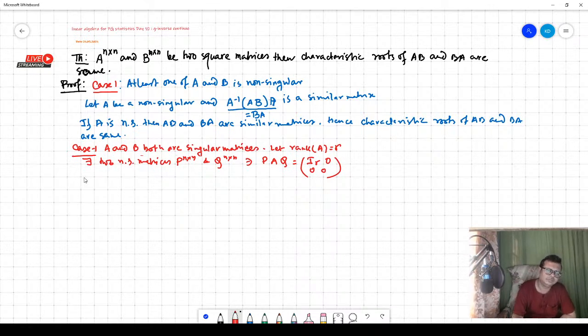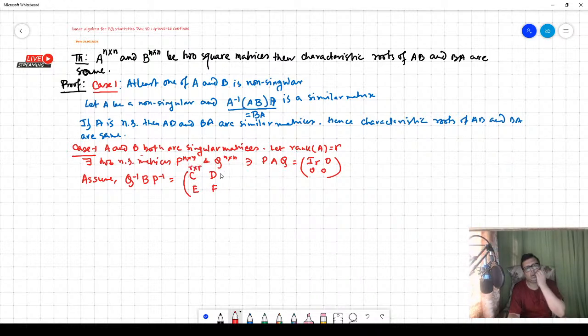Now assume Q inverse BP inverse. This gives a matrix. I denote this matrix in partition form as [C D; E F], where the order of C is r cross r, D is r cross n minus r, E is n minus r cross r, and F is n minus r cross n minus r.